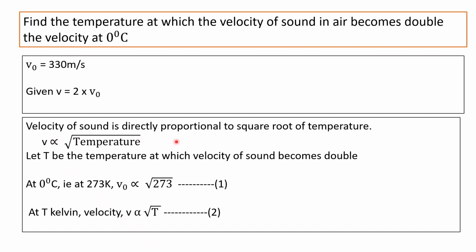Velocity of sound is directly proportional to square root of temperature, that is V ∝ √T. Let T be the temperature at which velocity of sound becomes double. At 0 degrees Celsius, that is at 273 Kelvin, we can write the velocity V0 directly proportional to root of 273. At the new temperature T Kelvin, let V be the velocity. V is proportional to root T.